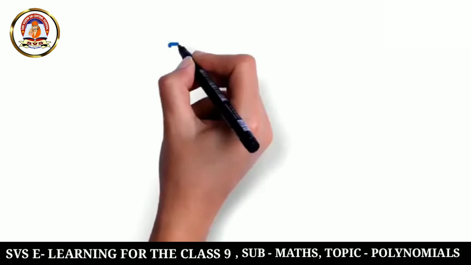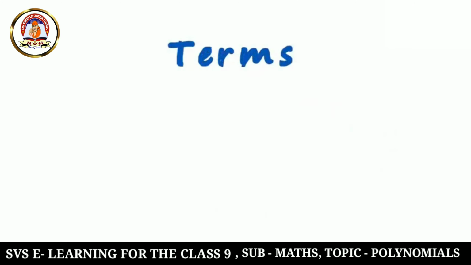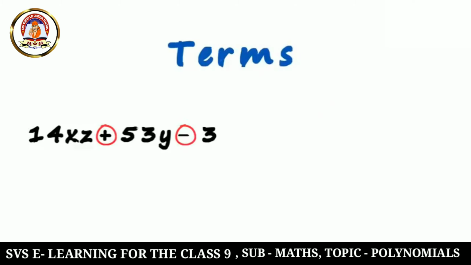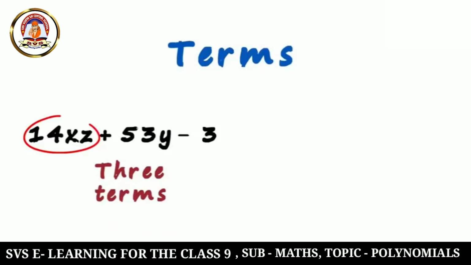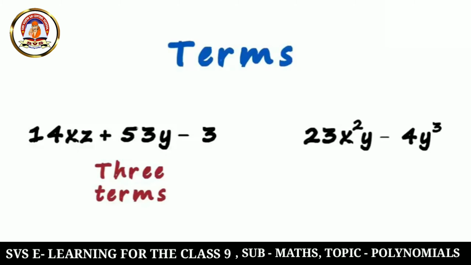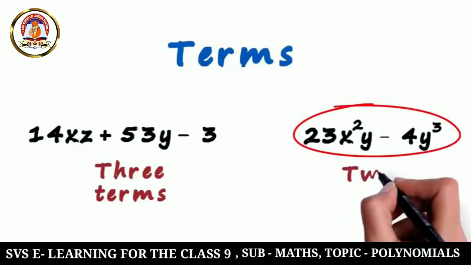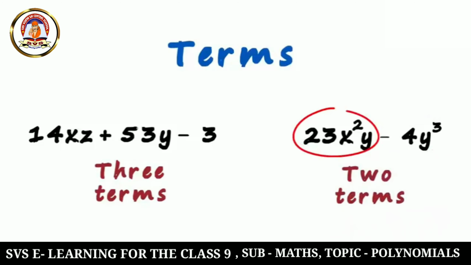Before we understand what polynomials are, let's look at the concept of terms and expressions. 14xz plus 53y minus 3. There is a plus as well as a minus sign here, which means that we have three terms: 14xz, 53y and 3. The second expression is 23x squared y minus 4y cubed. This expression has just two terms, 23x squared y and 4y cubed.